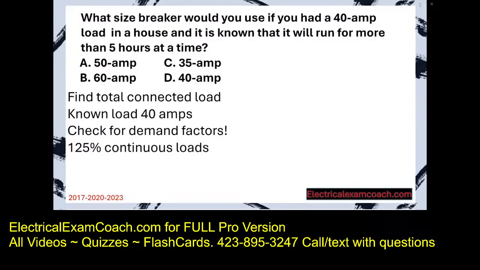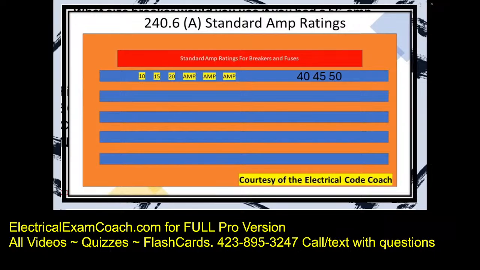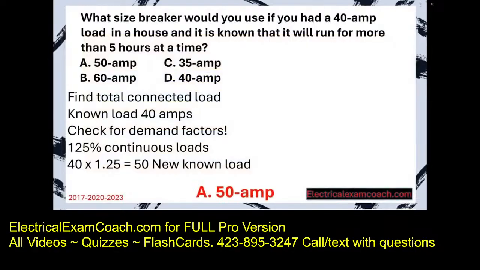It's very important to note that the test makers will put different numbers of hours to see if you're paying attention. They'll put, what if the load runs for 16 hours or 20 hours? If it's anything 3 hours or more, it's going to have that 125%. We take our known load multiplied by 1.25, and that gives us a 50 amp new known load. We head to table 240.6a, and we're going to land directly on a standard size breaker, which is a 50. So we come back and select A.